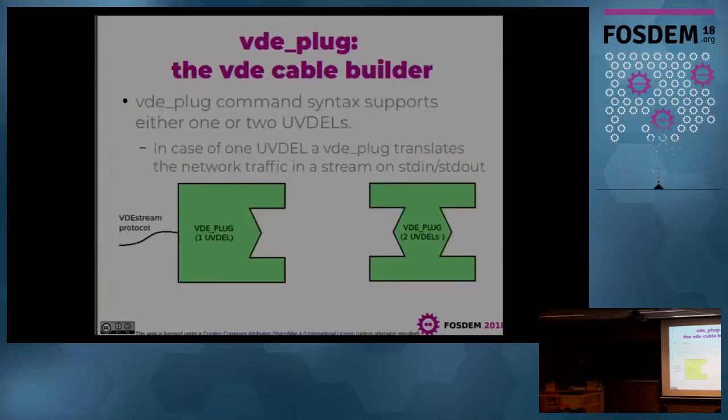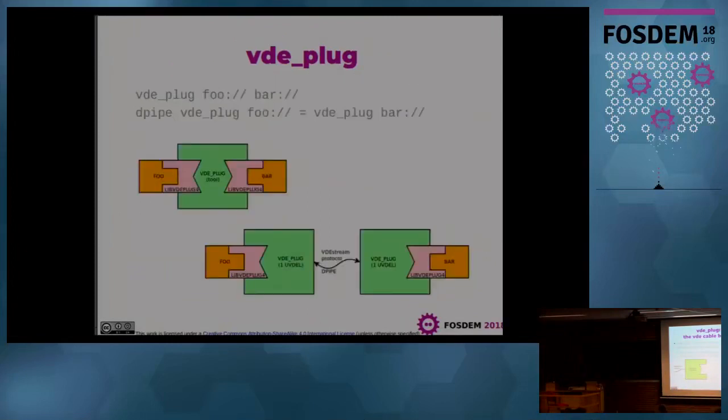So, one interesting tool is the tool named vde_plug, which actually is just a tool which can have a libvdeplug client and a plugin, and converts all the communication to standard streams, standard input, standard output, so you can use a tool like the double pipe to connect two plugs, or you can have the plug using two, having two slots for libvdeplug entities to create a cable.